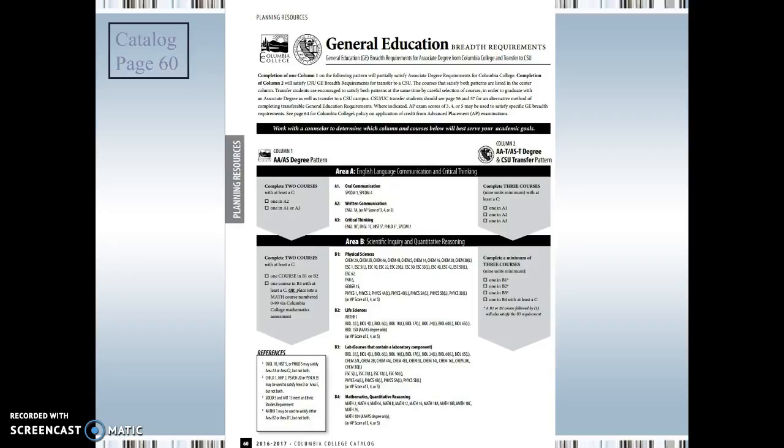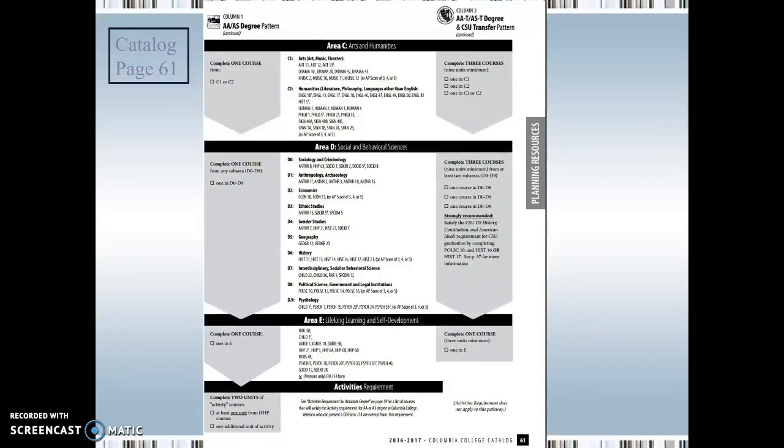General education looks different depending on what goal you're going for. In our current catalog, 2016-2017, it's on page 60, is our general education pattern for both an associate's degree from Columbia College, as well as our transfer pattern for CSU and our associate degrees for transfer. So the way you interpret this grid is by going down your columns, and there's actually 2 pages.